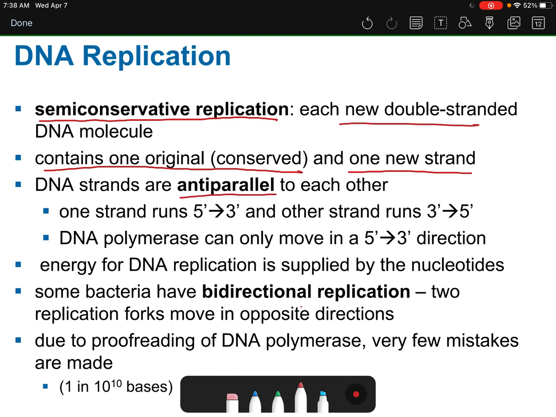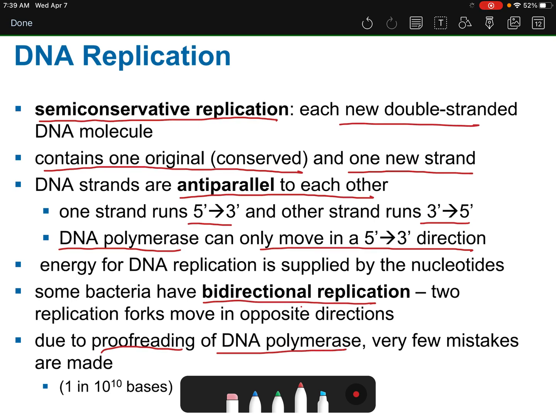Those strands are anti-parallel to each other. That means one strand goes in the 5' to 3' direction, the other one in a 3' to 5' direction. Those 5' and 3' just deal with the carbons in that pentose sugar. DNA polymerase can only move in a 5' to 3' direction. Right? Some bacteria can do a bidirectional replication where they have two replication forks and they can move in opposite directions. In addition to the DNA polymerase putting down those nucleotides, it can also proofread. So usually there's not very many mutations that occur because of the proofreading and double checking.